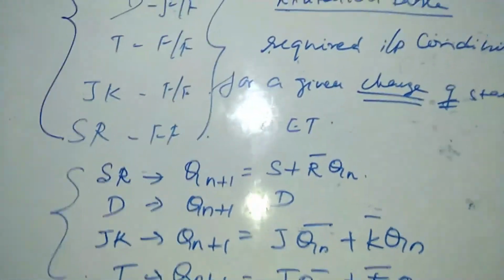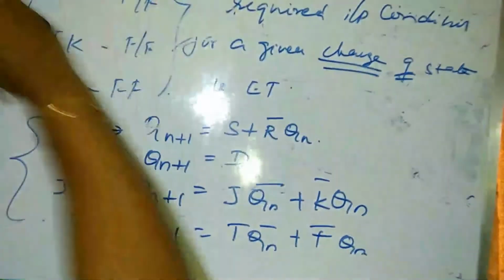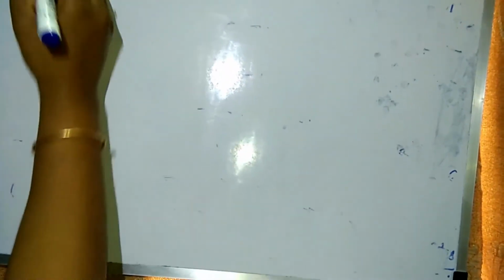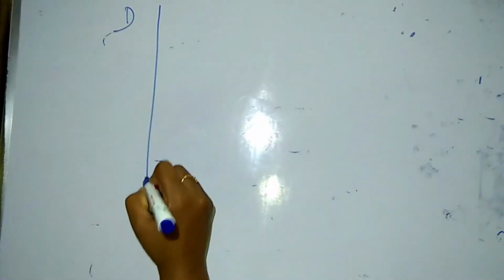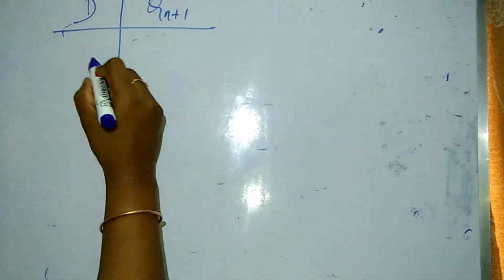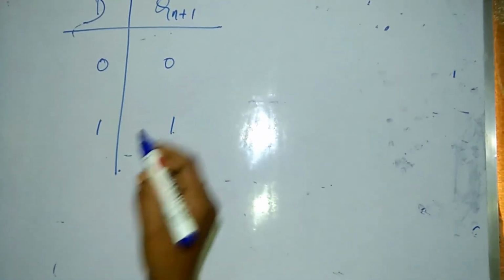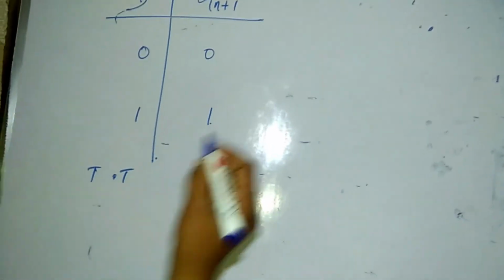Clear? Now coming to the D flip-flop, let me quickly give you all the truth table and the excitation table. For the D flip-flop, the truth table is something like this. You have a D and you have the next state Qn plus 1. For 0, the condition is 0. For 1, it is 1. So this is my truth table for the D flip-flop.